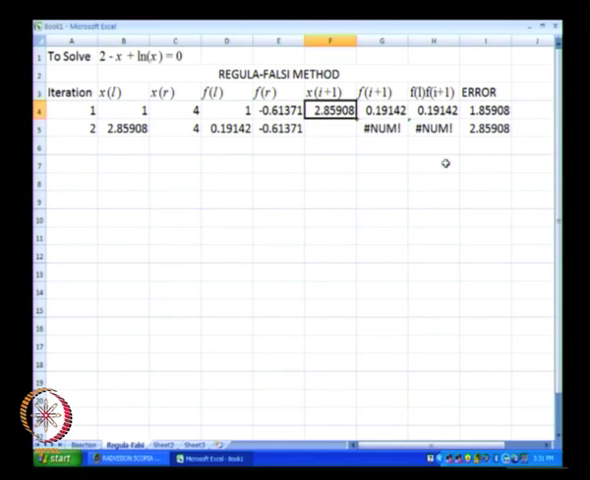Once we get x of i plus 1, we will compute f of x of i plus 1 in the same manner. Again, we have not changed it from what we had done in the bisection method.